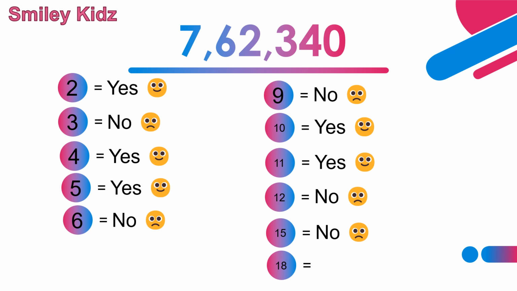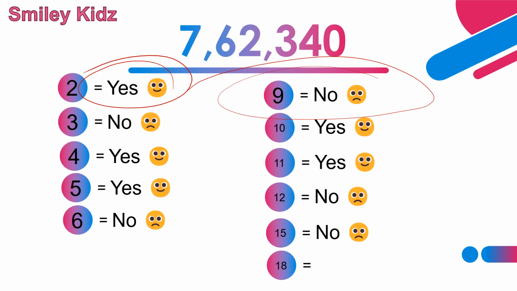Is 7,62,340 divisible by 18? The divisibility rule of 18 is the number should be divisible by both 2 and 9. Here, 7,62,340 is divisible by 2, but it is not divisible by 9. So, 7,62,340 is not divisible by 18.